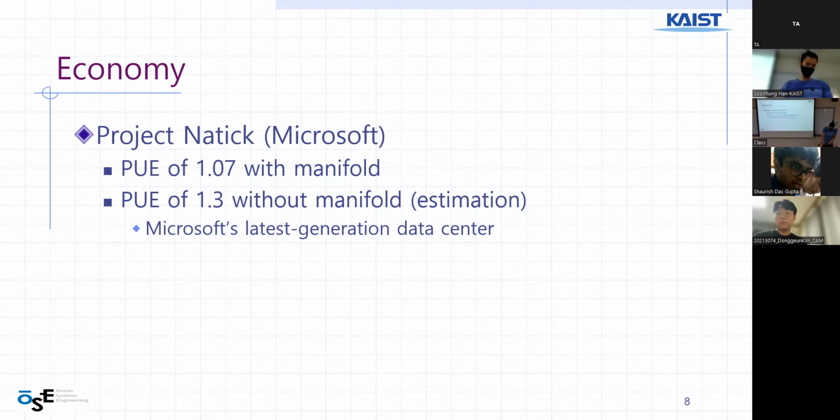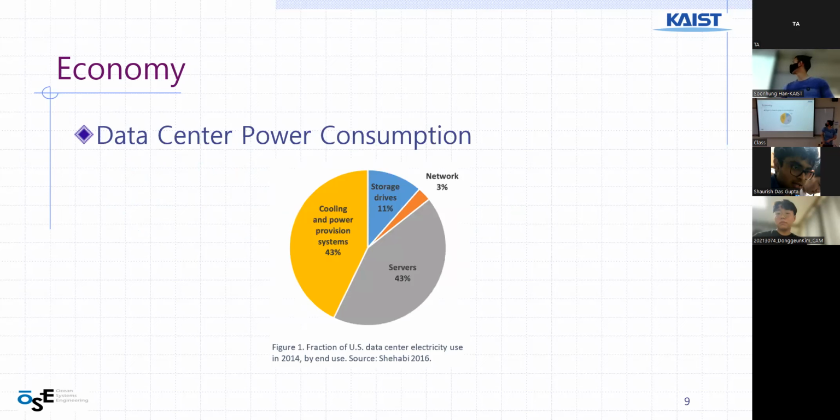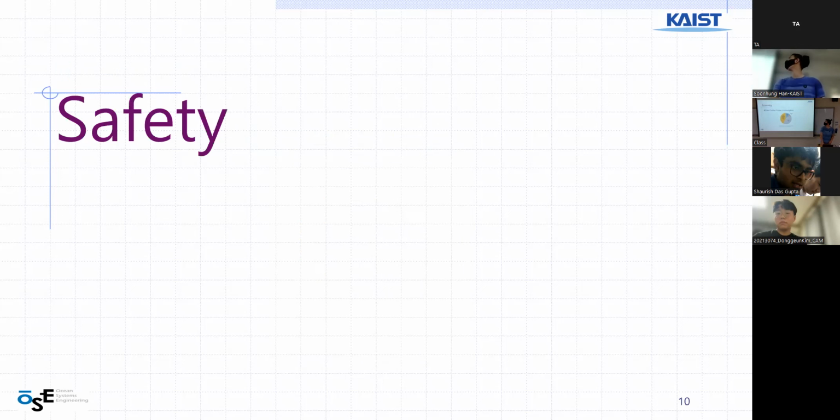And then lastly, this is how the power consumption of a data center is distributed. It's mostly on the servers and the cooling and power. Once we change the cooling system to using raw seawater, this huge 43% of power can be eliminated, and thus the data center uses less power.